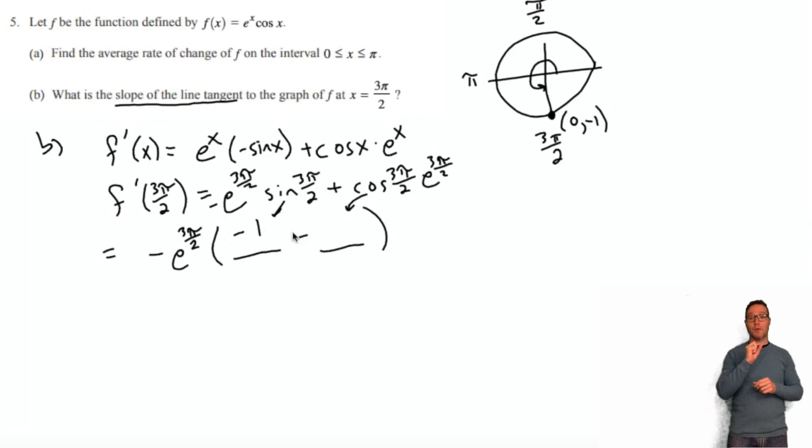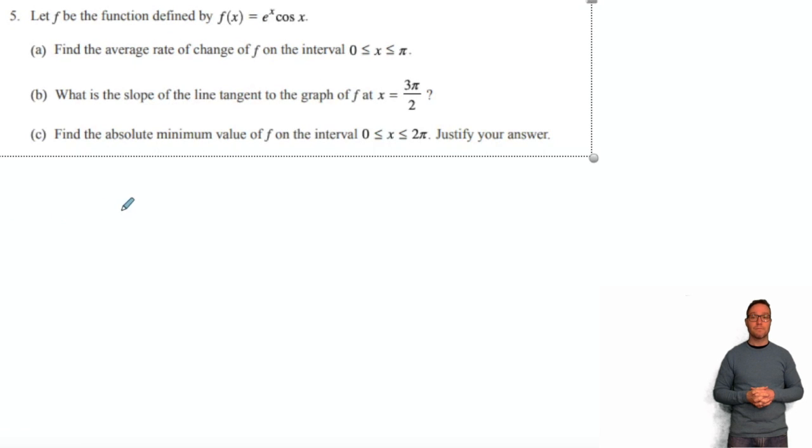So the sine of 3 pi over 2 is -1. The cosine is 0. So I'm going to end up with negative e to the 3 pi over 2 times -1, which is positive e to the 3 pi over 2. That's a number, so leave it alone. You don't have to simplify. You don't need a decimal value. That's it. Let's check out part C.